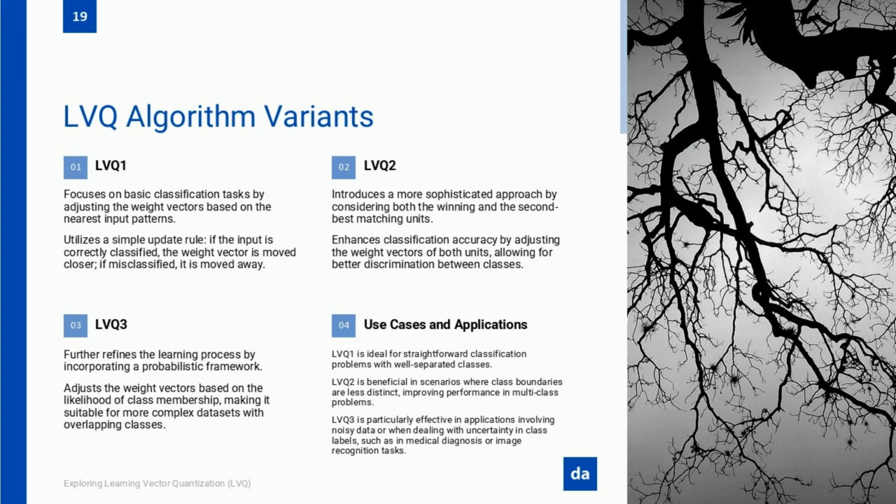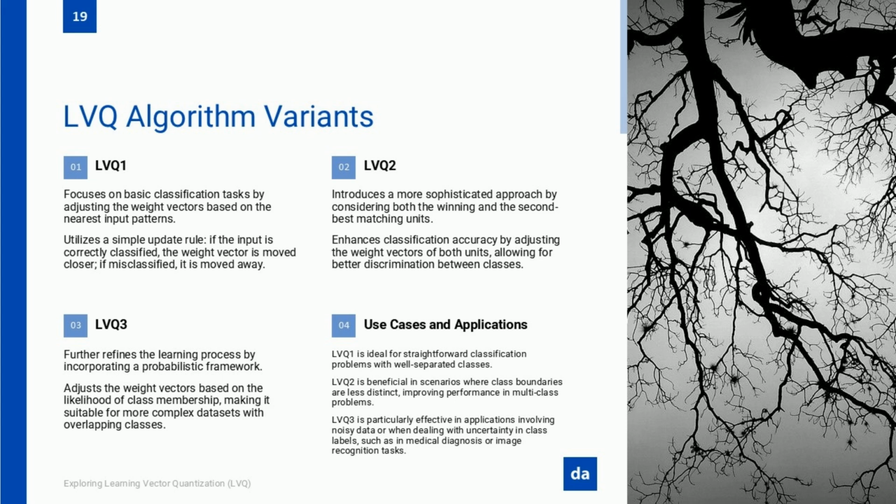And then we have LVQ3, which takes things up a notch by introducing adaptive learning rates and more flexible updates. LVQ3 still uses the second best matching unit like LVQ2, but it also adjusts the learning process based on how confident the model is in its classification.